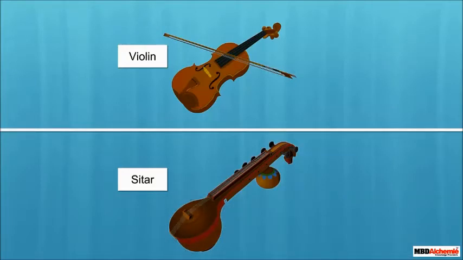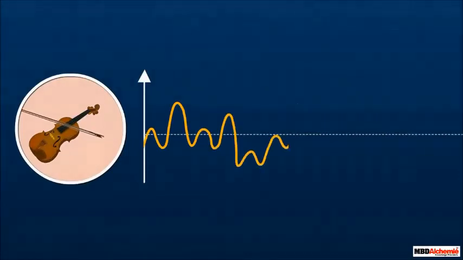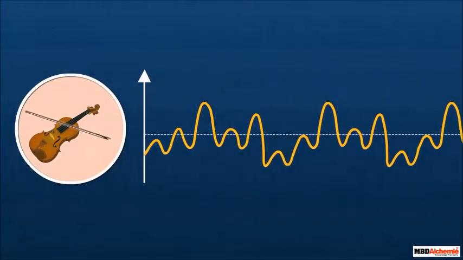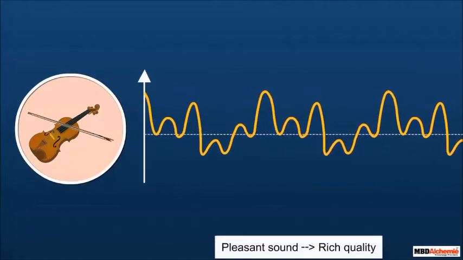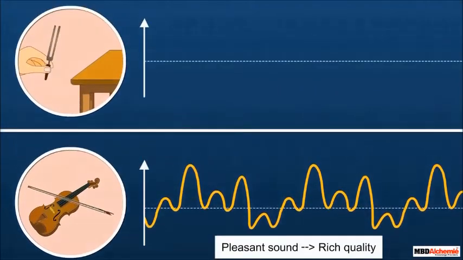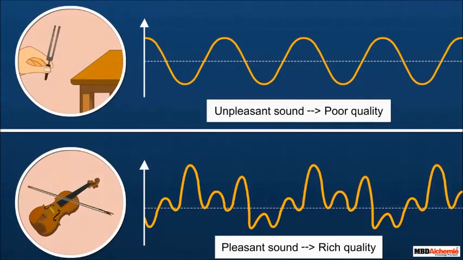The sound produced by both the violin and sitar are pleasant to listen to. Thus, these sounds are of rich quality. On the other hand, the sound produced by a tuning fork is not pleasant to hear and hence is of poor quality.